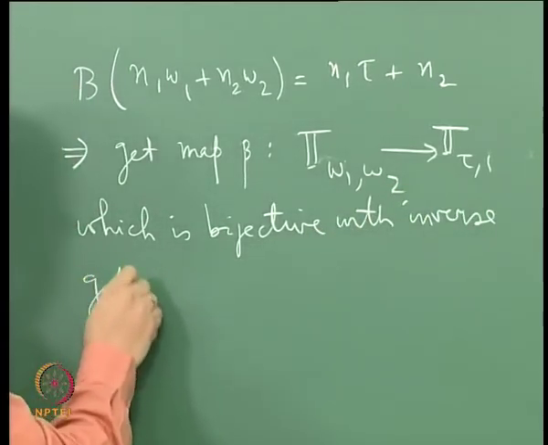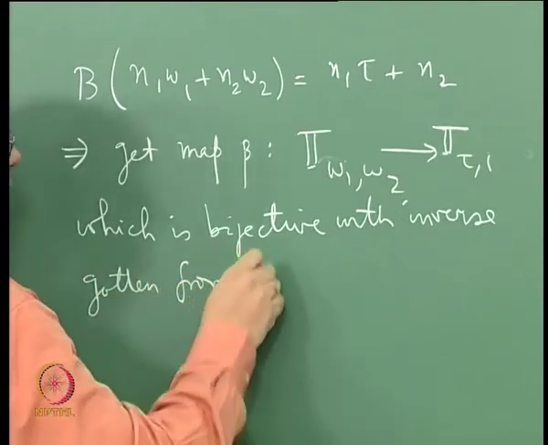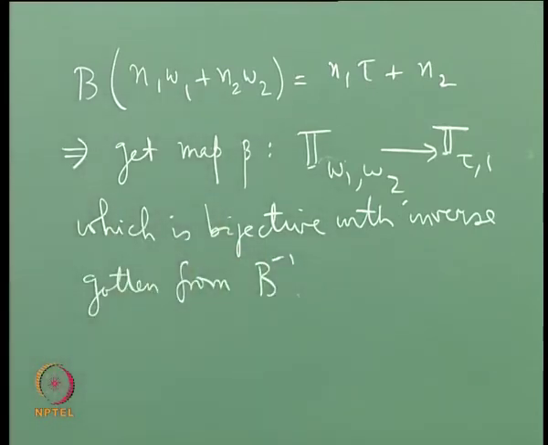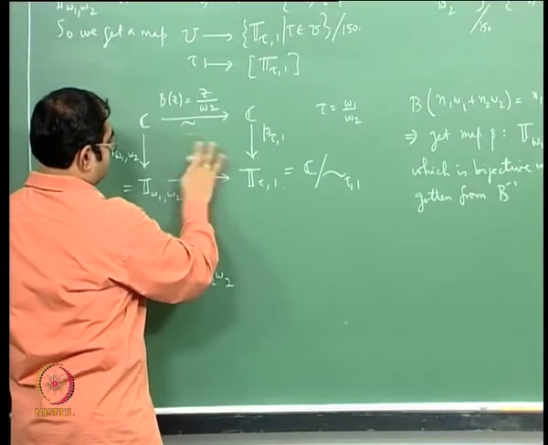gotten from B inverse in exactly the way we got beta from B. So I get a bijective map. Now I want to say that this bijective map is actually a biholomorphic map. So why is it biholomorphic? It's biholomorphic for the following reason.